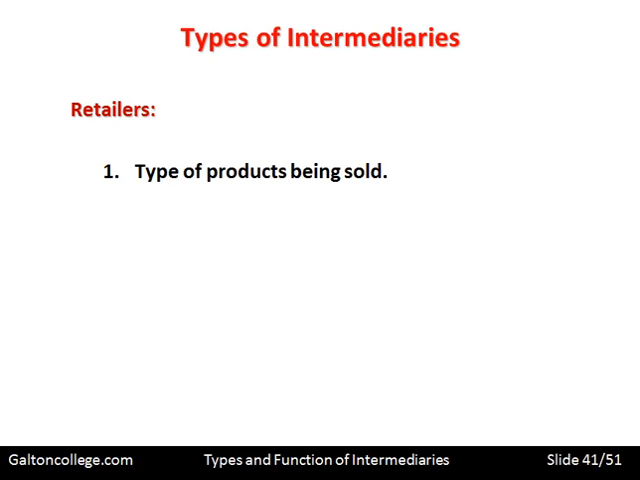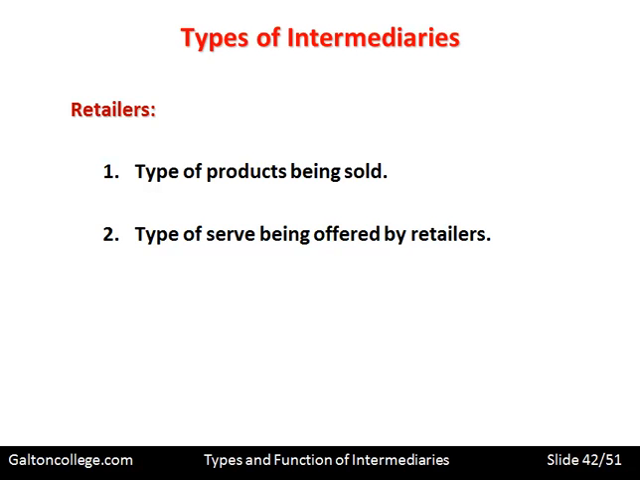So we have to look at the type of goods being sold. If it's a highly specialist good, or if it's a more generic good. Food shopping, for example, tends to hold many different items and many different products. That's because customers, when they go there, they don't just go to buy one product, they go perhaps to do their weekly shopping, and they want a variety of products.